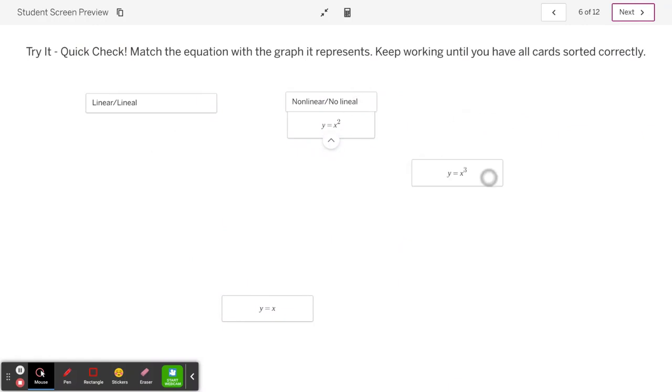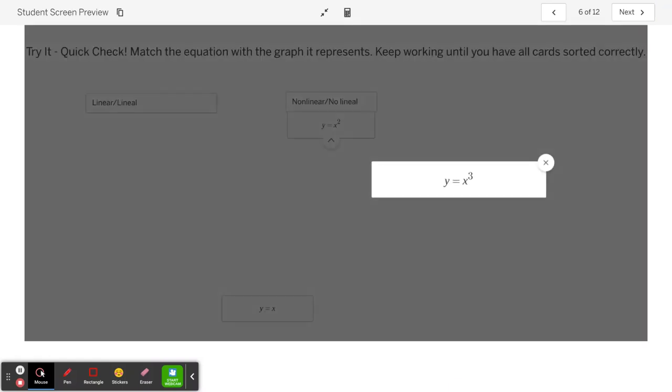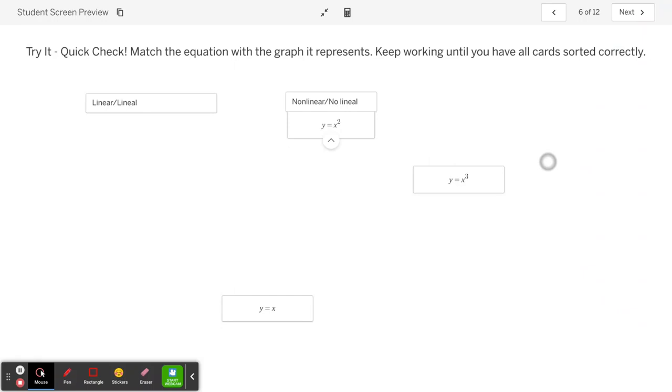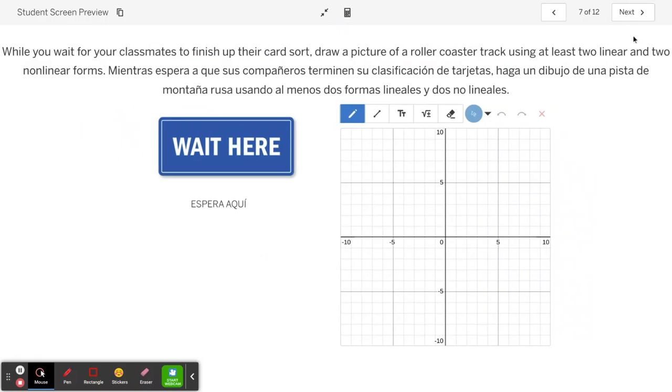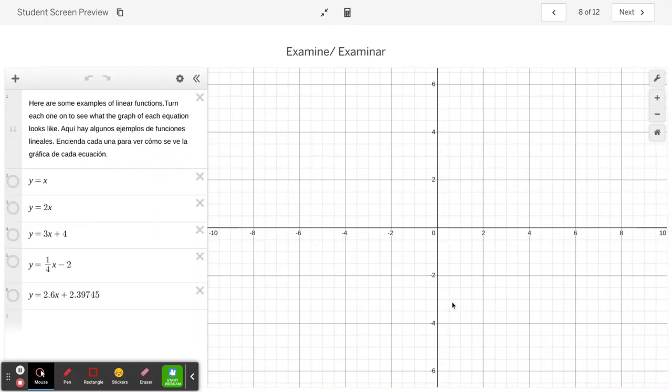Now, this one has an exponent of 3. Same idea. None of our linear equations we've worked with in this unit had anything to do with exponents. So that one's going to go there. This one, boom, all correct. We feel good. Pat ourselves on the back. You don't really have to do much on this slide. This was just to keep busy those people that work faster.